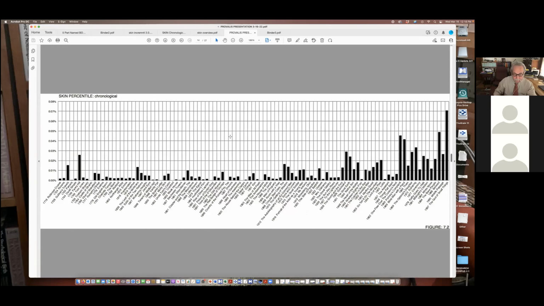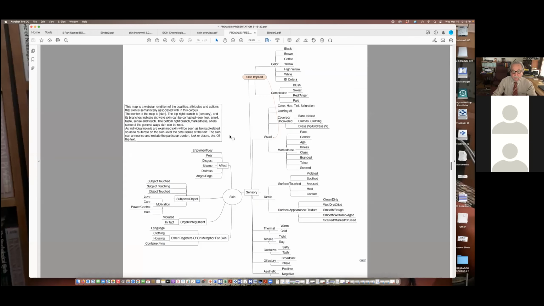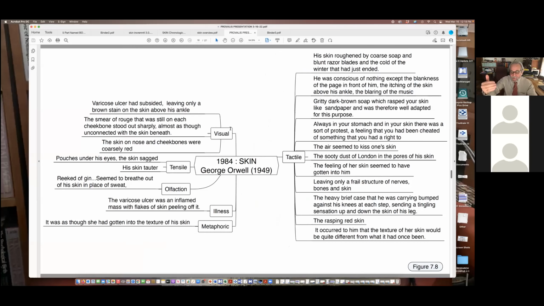So there are conference papers on skin, a diagram, a map of all the things. When I look at skin in many novels, these are some of the things that skin does in a novel, or how it shows up as how it's marked. Is it cold or warm? Is it tasty? Is it salty? Is it aesthetic? Is it old? Is it young? All kinds of attributes. And so that map is the result of looking at skin in all kinds of novels.